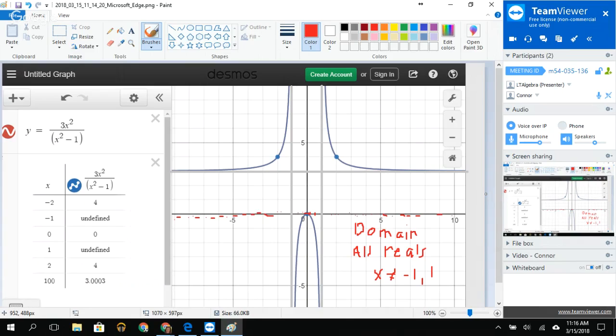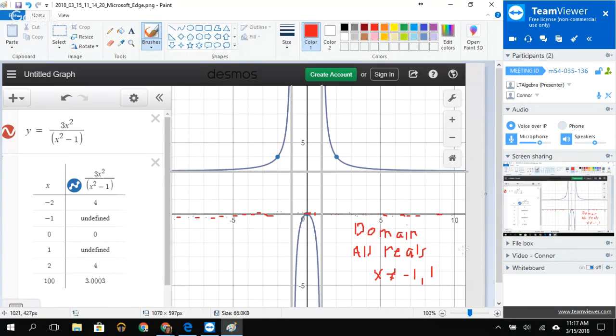And then if I go over to my table, this is confirmed. When I put in x equals -1, you can see it tells me it's undefined. Why is that? If I put -1 in here, -1 squared is 1, and 1 minus 1 is 0, and then I have the dreaded divide by 0. So that is an undefined part of my equation, right? The same with positive 1. If I put in x equals positive 1, 1 squared minus 1 is 0, and again, undefined. So that takes care of my domain, right?